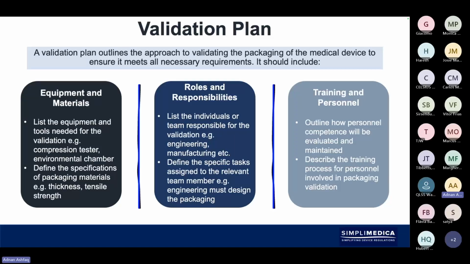Other things to think about in your validation plan could be equipment and materials: what materials you're using, what equipment you're using for testing, and defining the specification of the materials. When it comes to equipment, you could be using compression testers or environmental chambers. Are you doing it in-house? Are you outsourcing it to an external laboratory? Or are you doing some of these tests in-house? Now, if you're doing the tests in-house, there's also a caveat. There's an assumption that the equipment you're using has been calibrated, has gone through some level of maintenance, and maybe even the equipment itself needed to be validated.